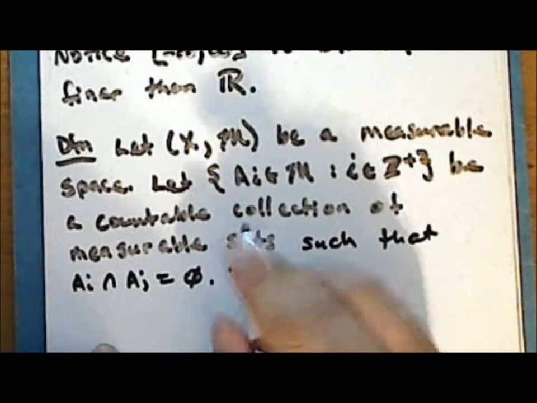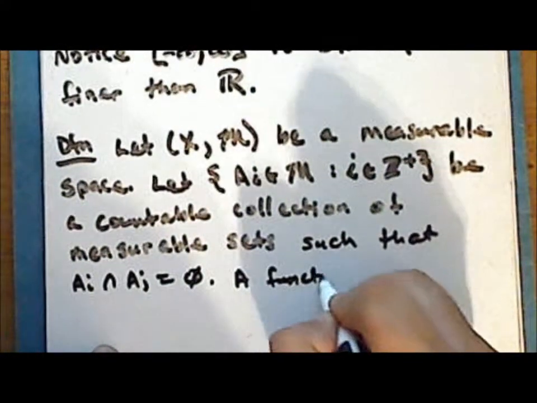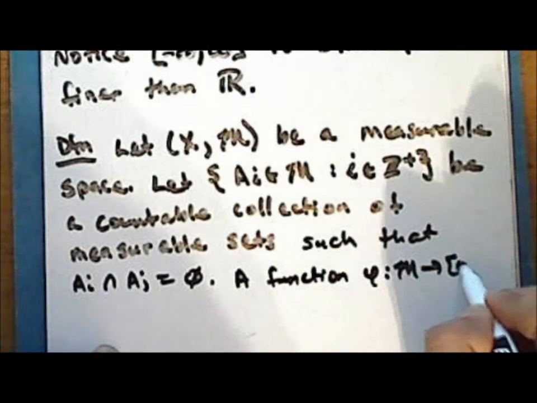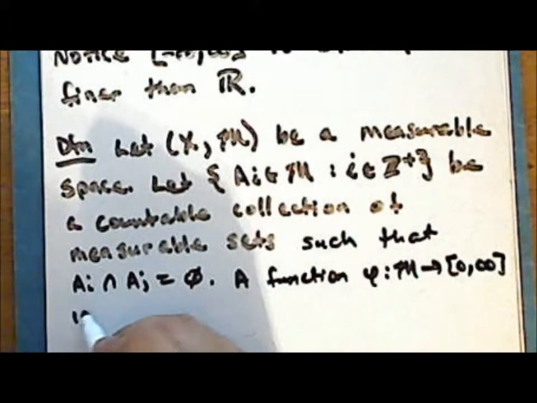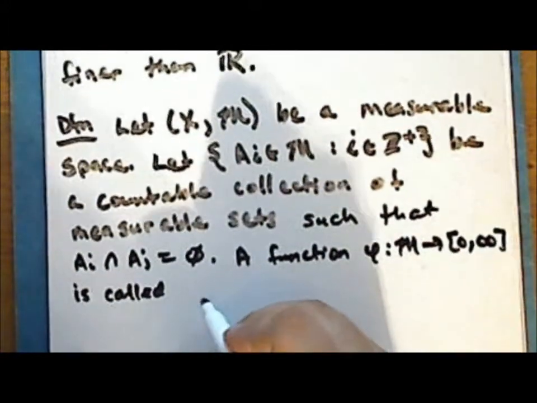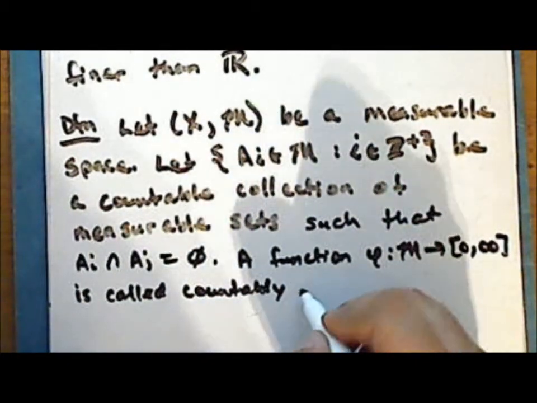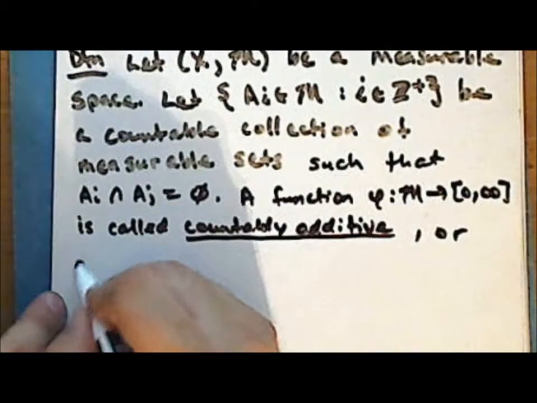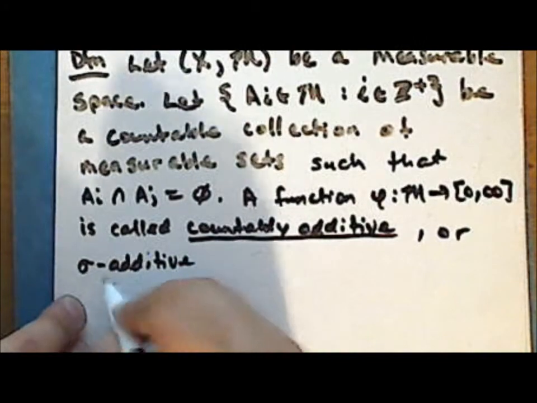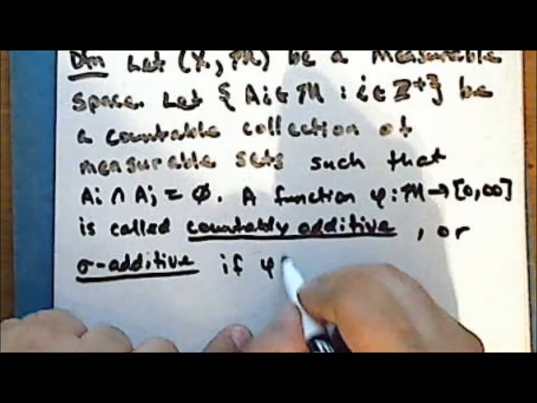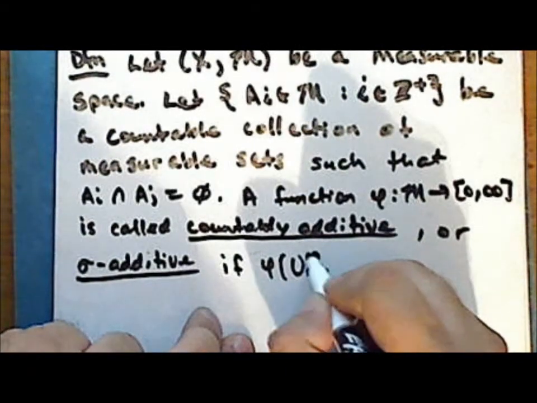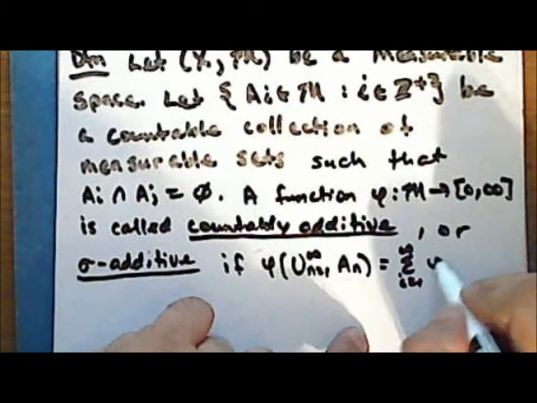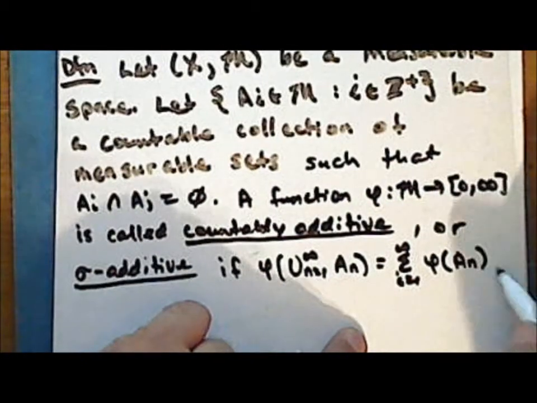Then a function phi from the sigma algebra into the non-negative subset of the extended real line is called countably additive, or sometimes we say sigma additive, if phi of the countable union of those subsets is the infinite sum of phi of those subsets. All right?